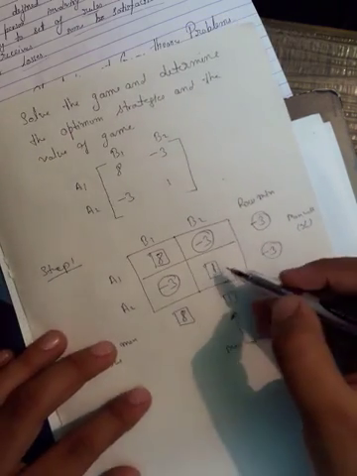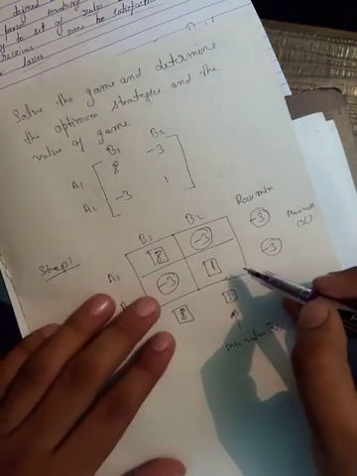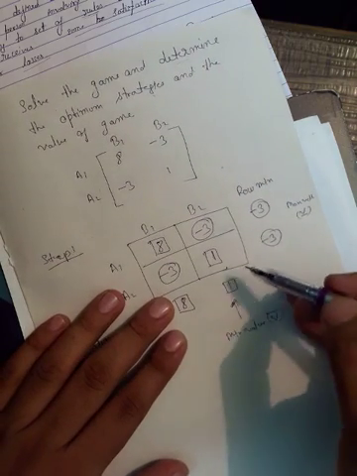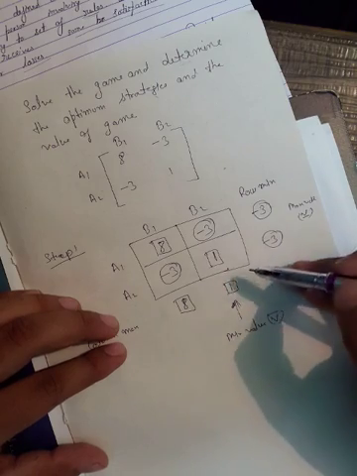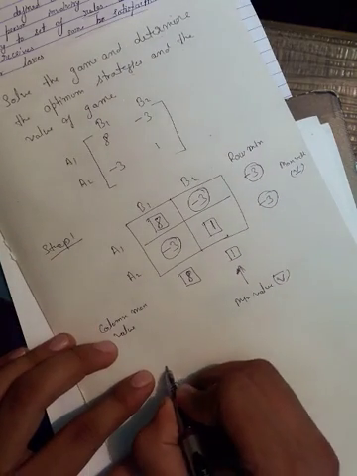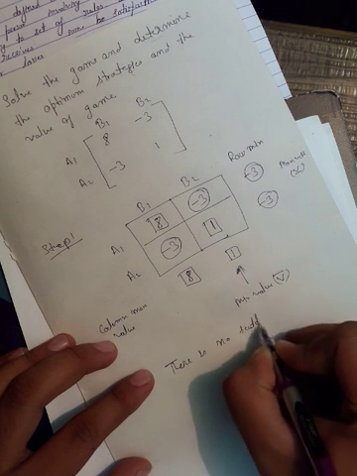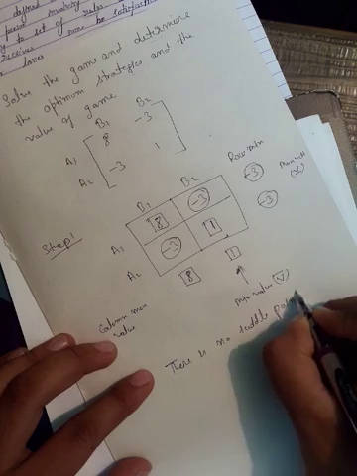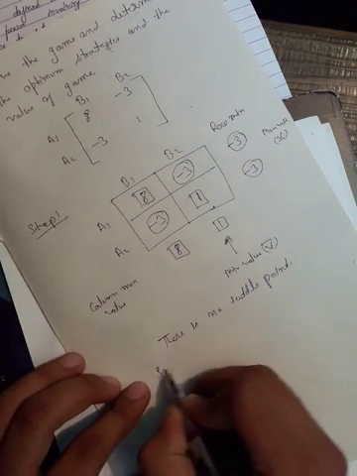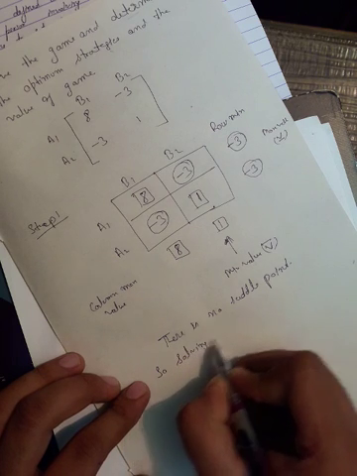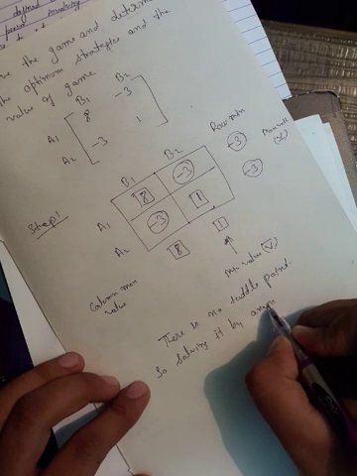Since we haven't got a saddle point, we can't get the value of the game this way, so we have to move to solving it by the mixed strategy method. So there is no saddle point, so we solve it by the analytical method.